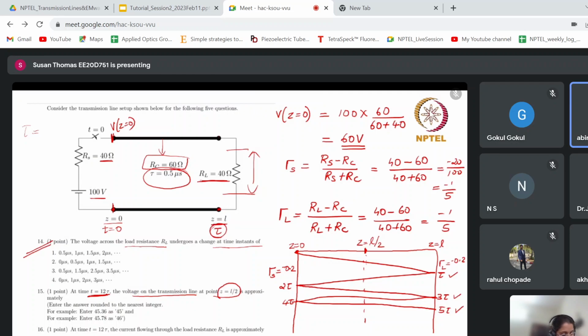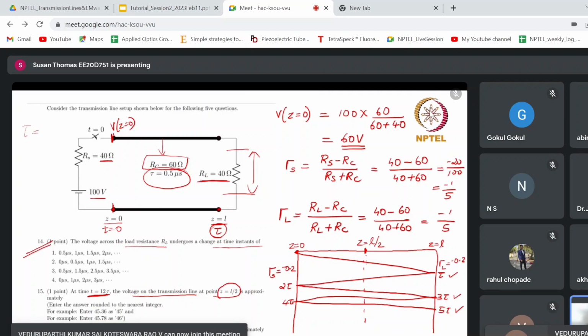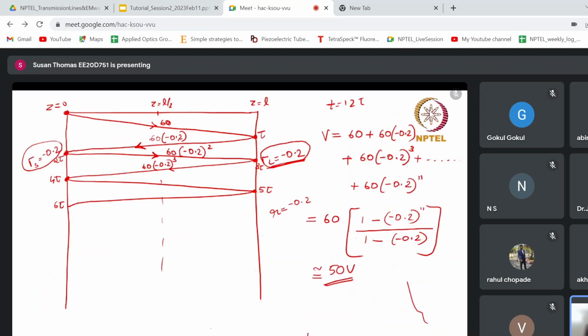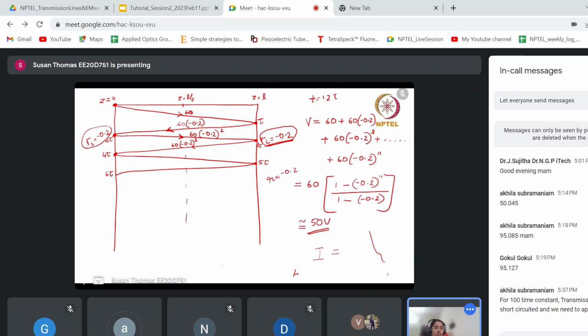Okay. So the next question is, at time t is equal to 12 tau, current flowing through the load resistance. So this is very easy. Now you know the voltage across the load resistance. I hope you remember. So this is the voltage across the load resistor. Can we find the current? It's very simple. All of you can try. Even if you don't know the bounce diagram, you can try this.